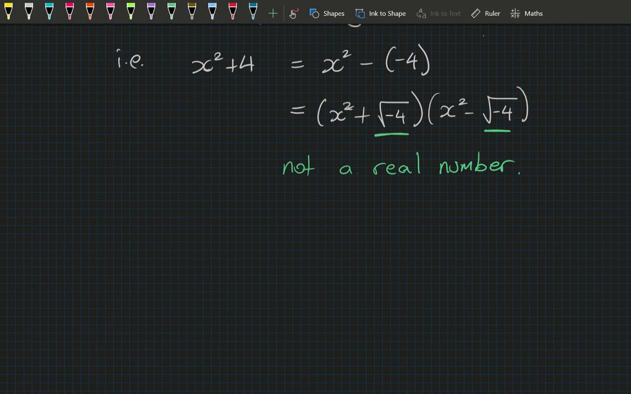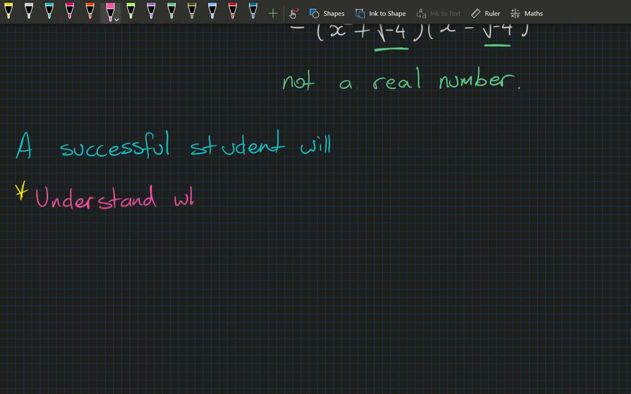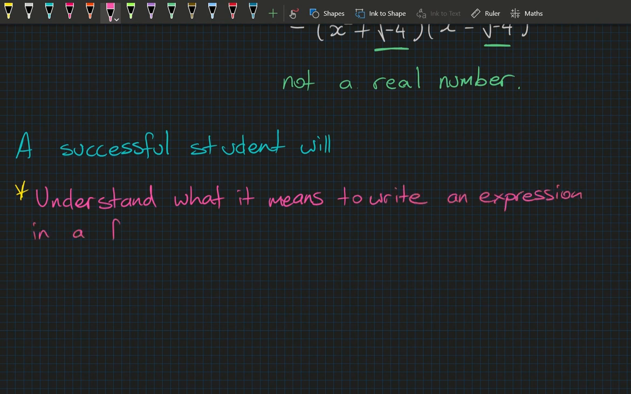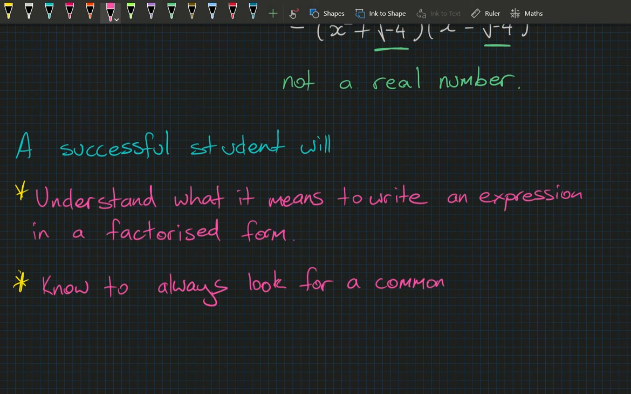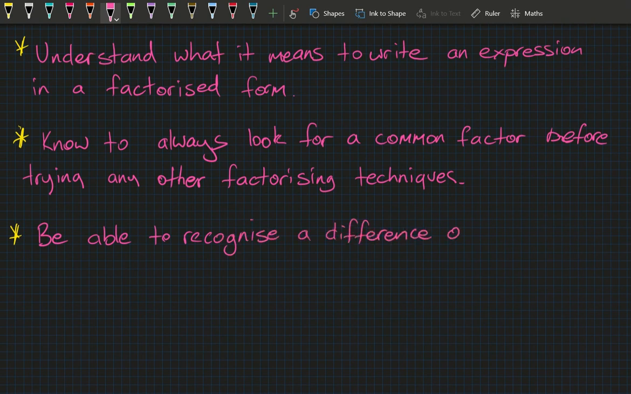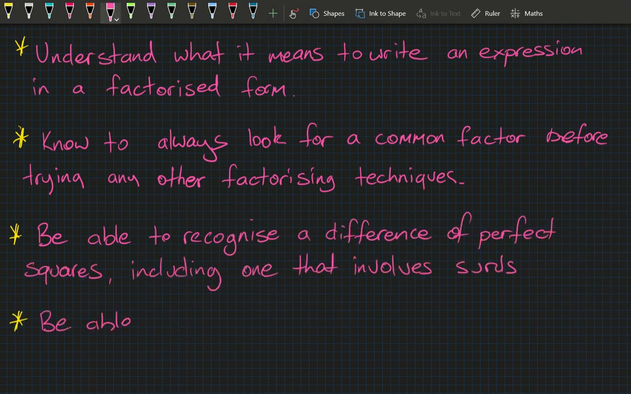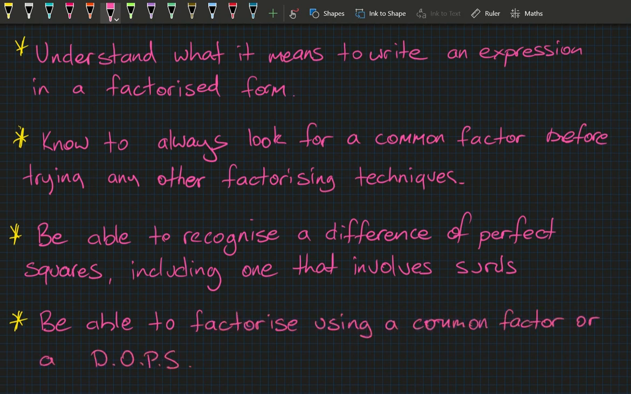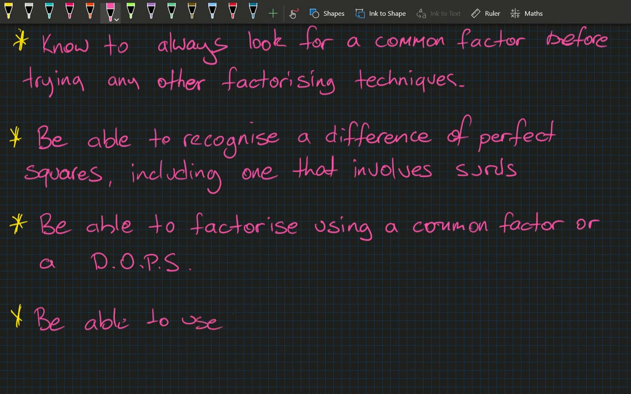Alright, in this lesson, a successful student will understand what it means to write an expression in factorised form, know to always look for common factors before trying any other factorising techniques, be able to recognise a difference of perfect squares, including ones that involve surds, be able to factorise using a common factor or difference of perfect squares, and finally be able to use the grouping technique to factorise.